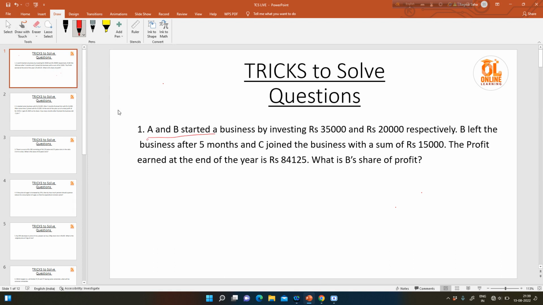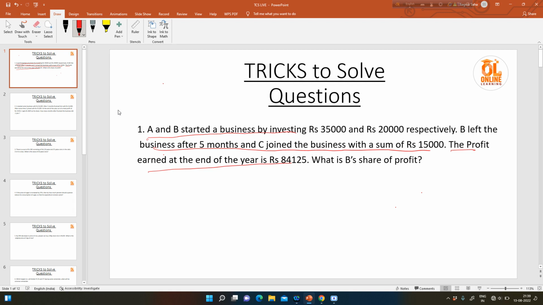A and B started a business by investing rupees 35,000 and 20,000 respectively. B left the business after 5 months and C joined the business with a sum of rupees 15,000. The profit earned at the end of the year is rupees 84125. What is B's share of profit? So this is a partnership question.